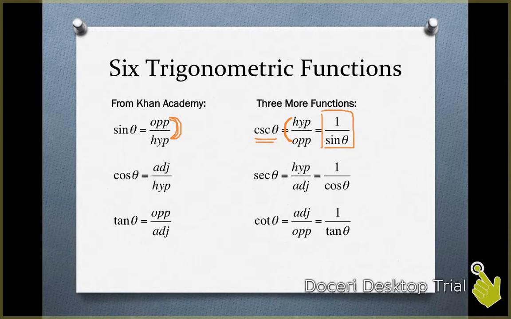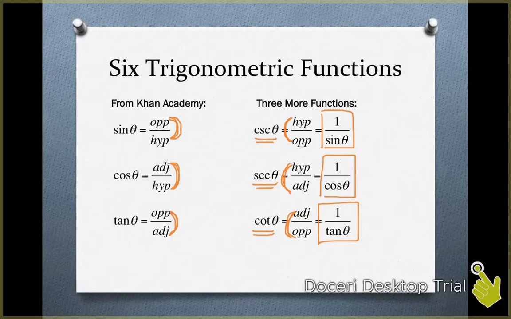And that works for all 3 of these. Our secant of theta is simply the reciprocal of cosine. And so our adjacent over hypotenuse here becomes hypotenuse over adjacent here. And for our tangent, we take the reciprocal of the tangent function, we get the cotangent function. So instead of being the opposite over the adjacent, we now have the adjacent over the opposite. Okay, and these are sometimes called the reciprocal functions of each other.